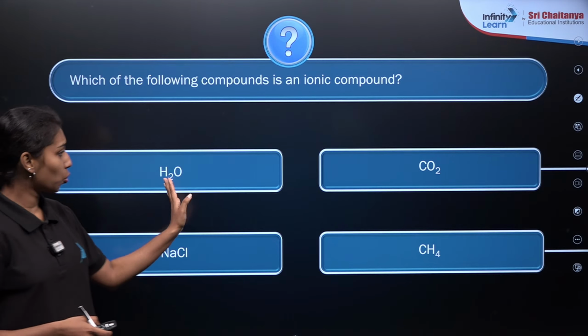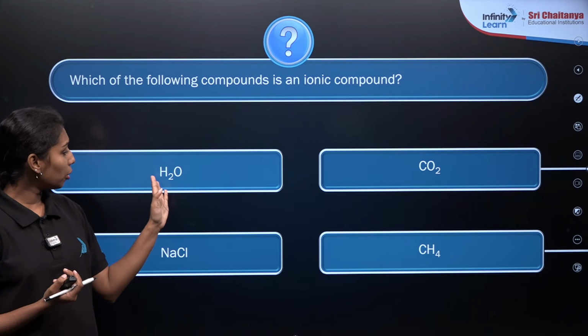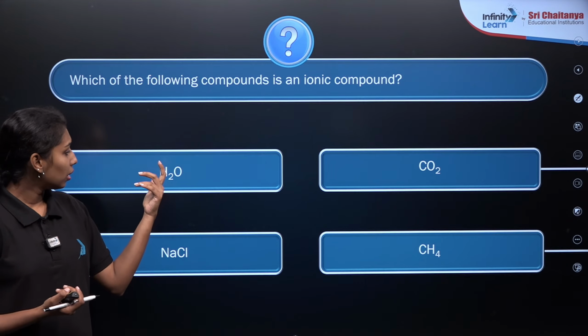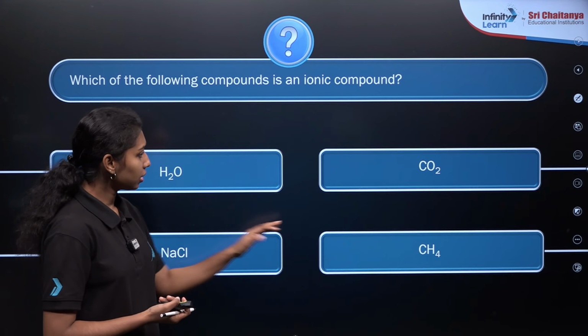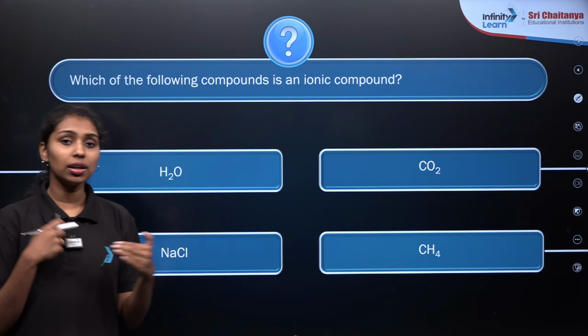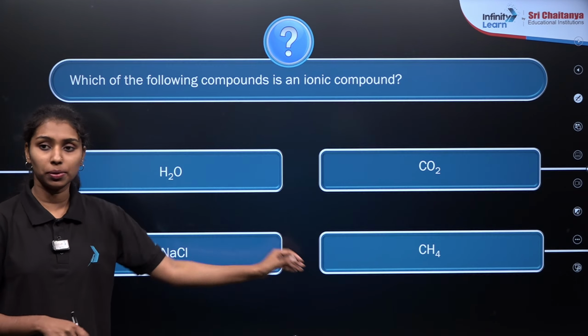If you are comparing H2O, as we already know, the electrons are shared by the atoms here, right? Between hydrogen and oxygen. Again, carbon dioxide and CH4 also are formed by the sharing of electrons, so they are covalent compounds.